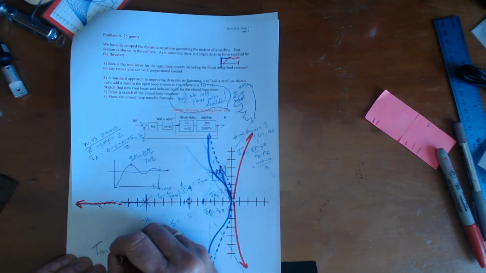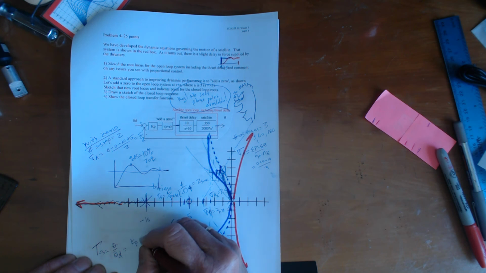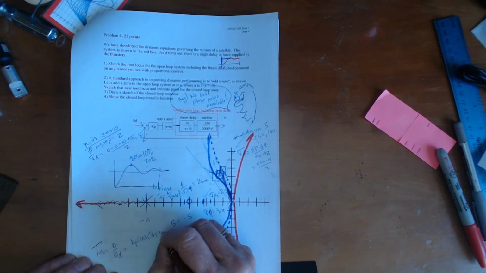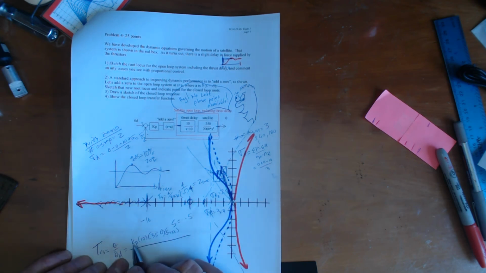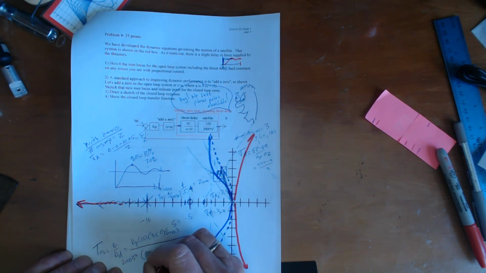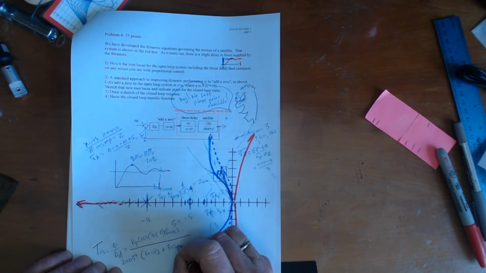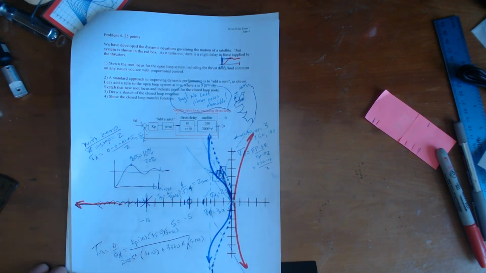T of s is equal to theta over theta desired, which is going to be the numerator of G, Kp times 3,500 times s plus a, over the numerator of G times the numerator of G times the denominator of H, which is 1, plus the denominator of G, 2,000 s squared times s plus 10, plus 3,500 Kp times s plus a. And really, that's as far as you need to go with it in an exam.